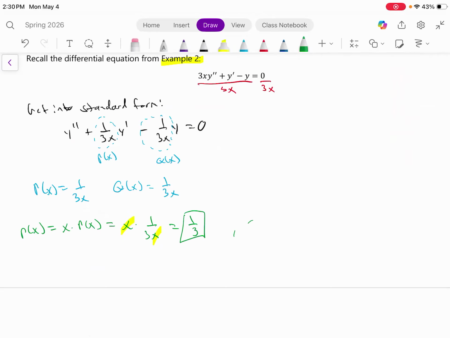Okay, and then little q of x is x squared times q of x. That's x squared times negative 1 over 3x. The x cancels out, a copy of the x squared cancels out, so what I'm left with is negative x over 3.